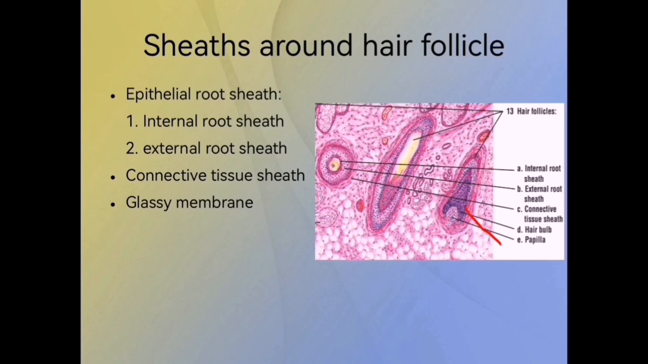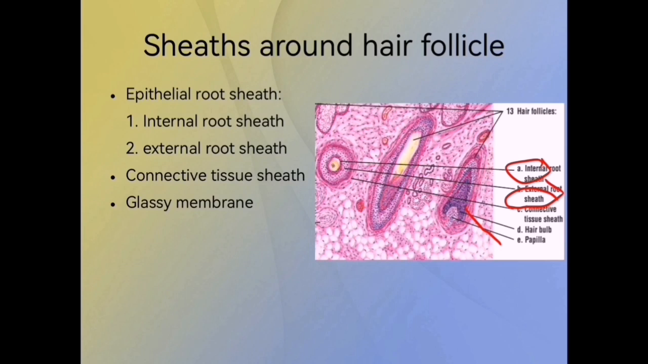We only find it below and down to the hair bulb. The external root sheath, we have our internal root sheath, this one, and then the external root sheath covers the internal root sheath all the way up to the epidermis. It is continuous with the stratum basale and the stratum spinosum of the epidermis.